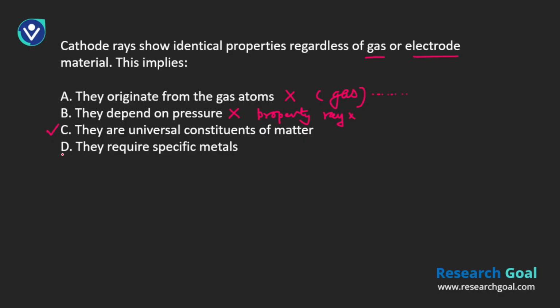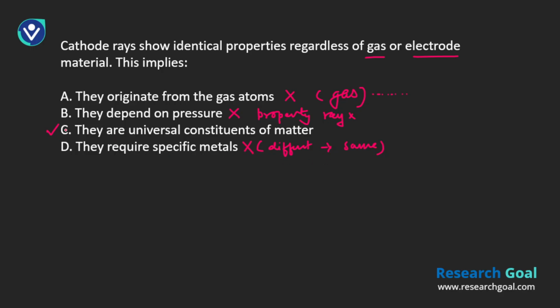Next is D. So we are discussing why these options are incorrect. They require specific metals. Again, when it comes to generating cathode rays, you can use different metals. They are going to give you the same kind of cathode rays. So they are not dependent on specific metals. So this option is also incorrect.